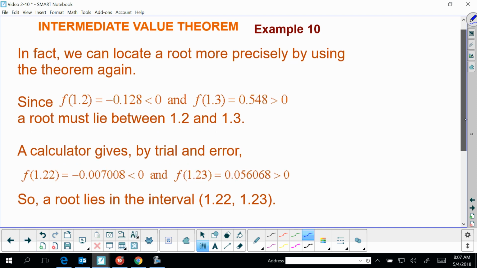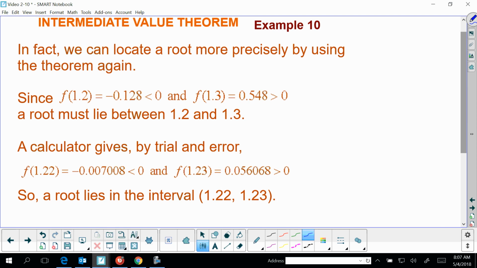So this is just, I punched these in on the calculator earlier. So I subbed in 1.2 and got a negative number, 1.3 got a positive. So actually that narrows it down, and we know our root must lie between 1.2 and 1.3. And you could keep doing that and narrowing it down further and further.